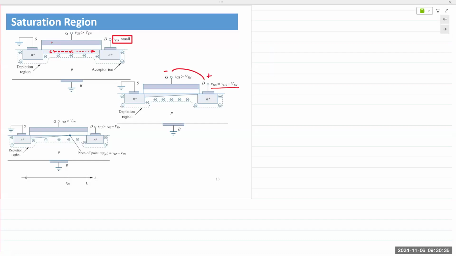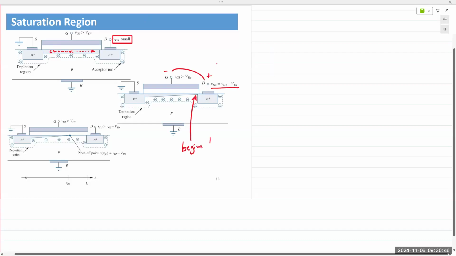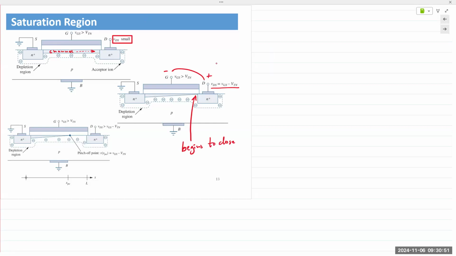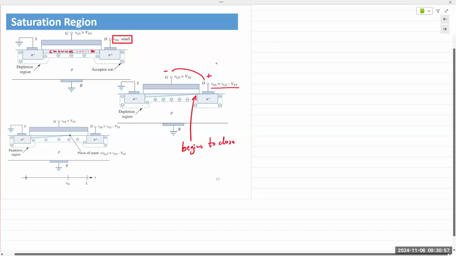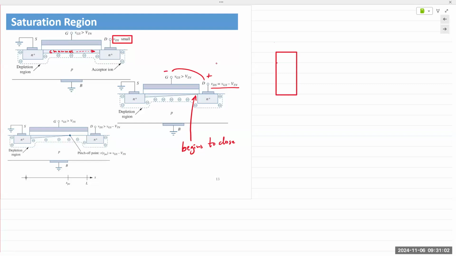And because of the effect of this voltage, the channel begins to pinch off, or begins to close. Okay, it begins to close. Let me draw with a different illustration. This is, of course, not to scale: drain, source, and the gate. The gate, of course, is not in the middle, but I just want to illustrate something.